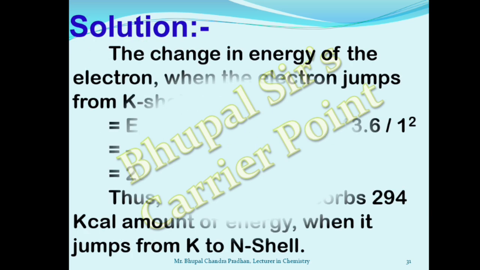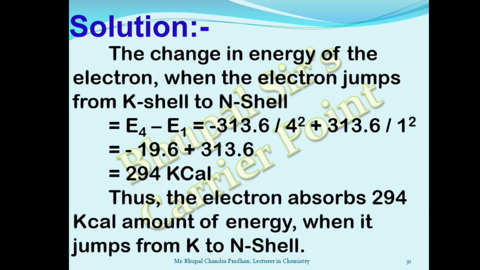Solution. The change in energy of the electron when it jumps from K shell to N shell is E4 minus E1, because going from K to N shell it is EF minus EI. Here EF is E4 and EI is E1.